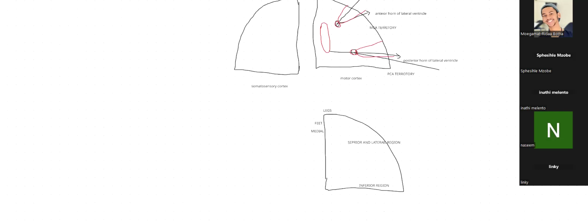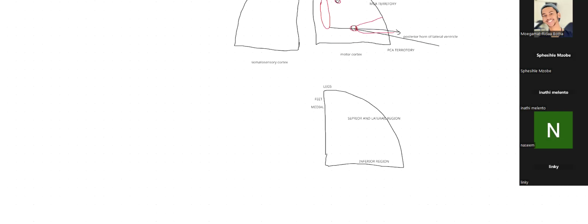Then moving on to the superior and the lateral region. The superior and lateral region controls the trunk and the upper extremities. So broadly speaking, we have the trunk, arms, and hands.